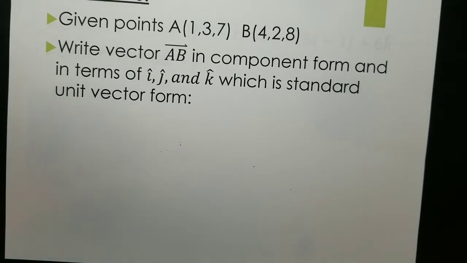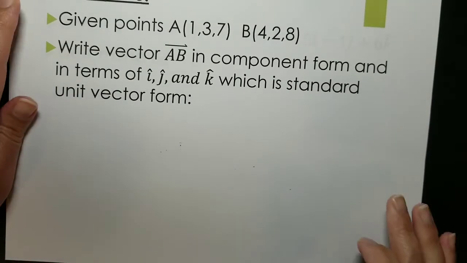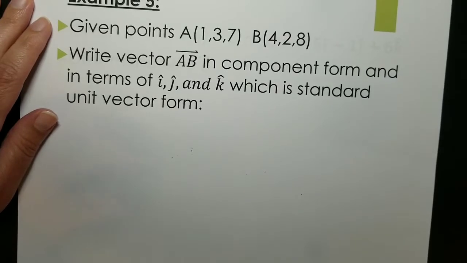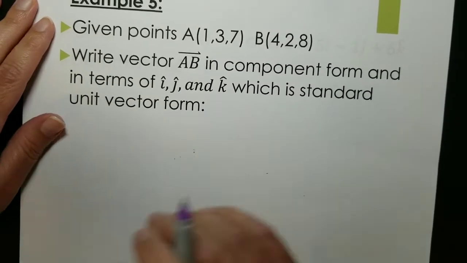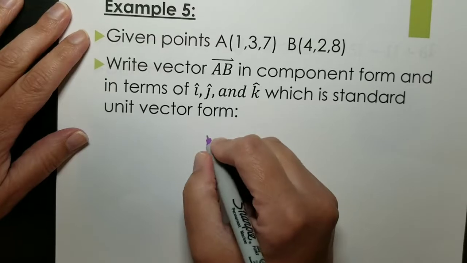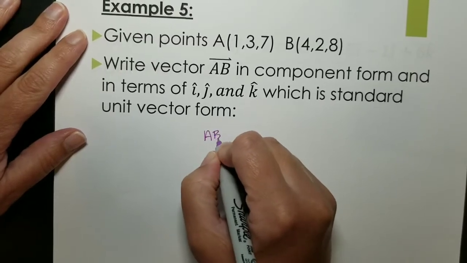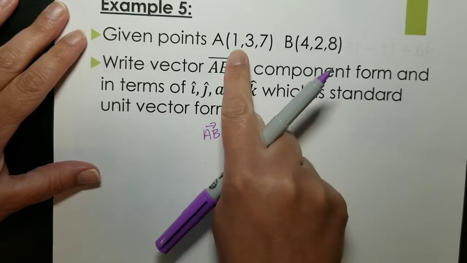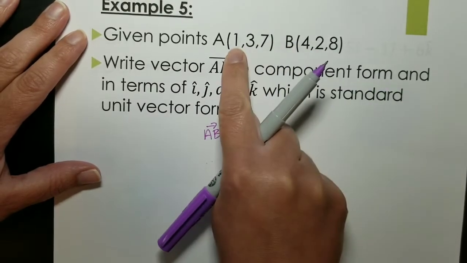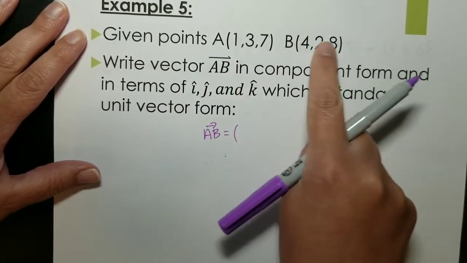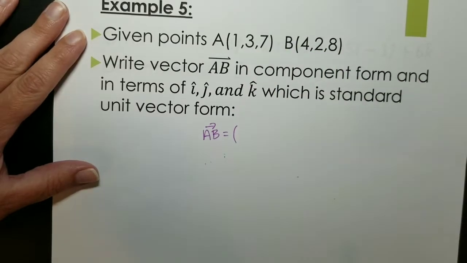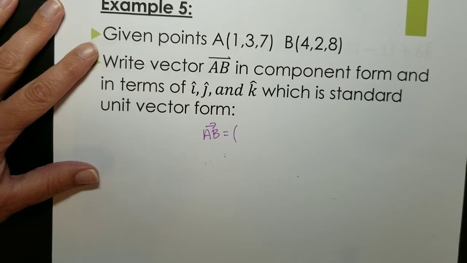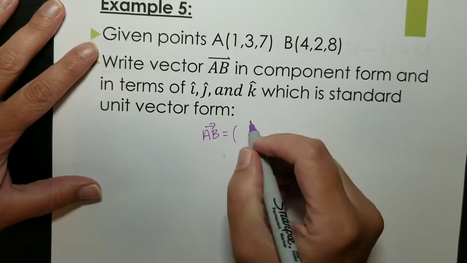So the next example is moving into R3. We're just looking for vector AB in component form and in unit vector form. So remember, if we're looking for vector AB, we have to subtract. It's x2 minus x1, y2 minus y1, z2 minus z1. And again, the order is really important here. AB is a different vector from BA.